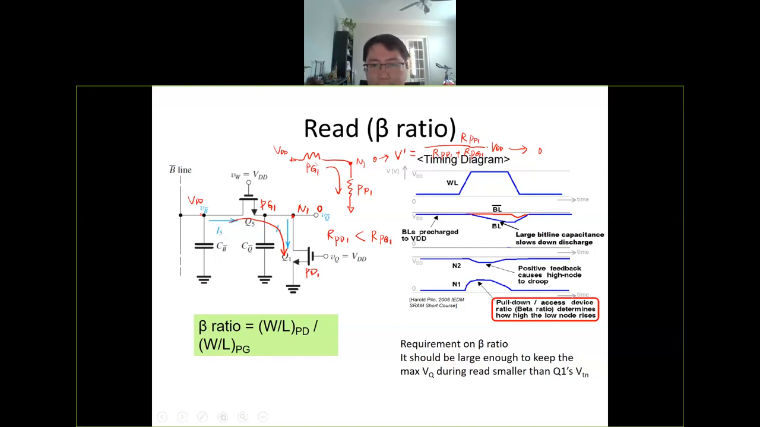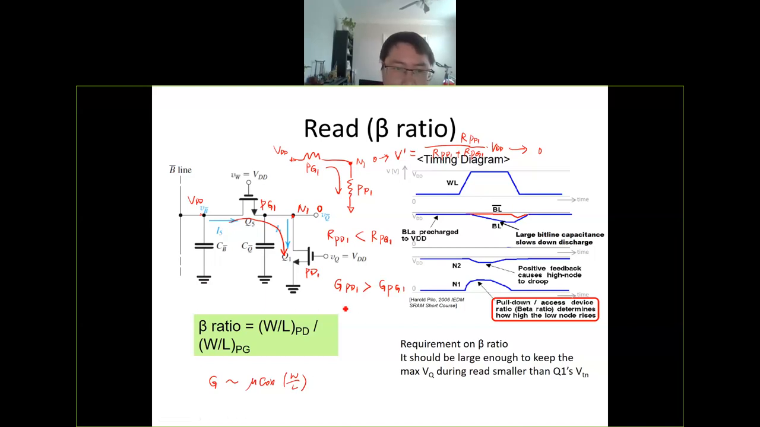Of course, we think of them as resistors, but actually they are transistors. How do you determine their channel conductance? It depends on the W over L ratio, right? So in other words, if you think about conductance, then the PD1 will be larger than PG1, because resistance and conductance are inversely proportional. And the conductance is determined by this mu Cox W over L ratio. This conductance is how much current you can flow. Then it depends on this.